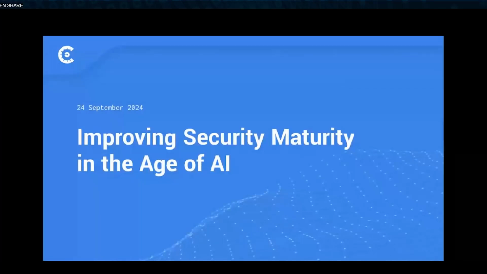So today we're talking about improving security maturity in the age of AI. No, we're not Skynet, though, Stephen, I do appreciate where your head's at there. We're actually going to be talking about how do you think about using AI in your security program and how do you secure your use of AI.